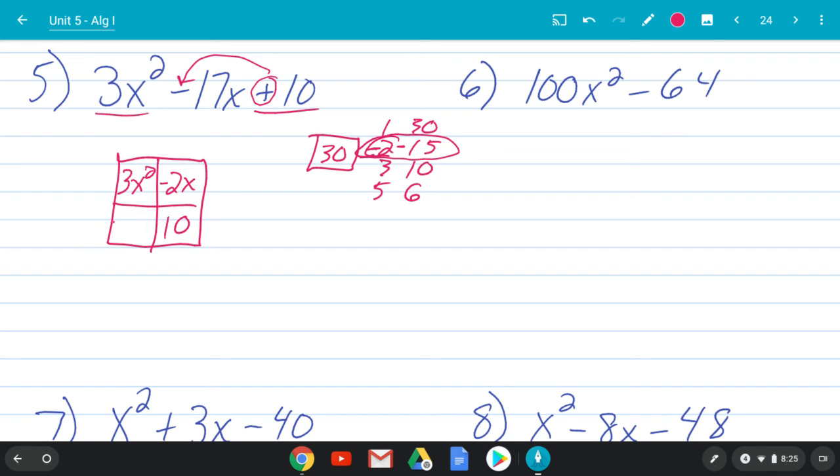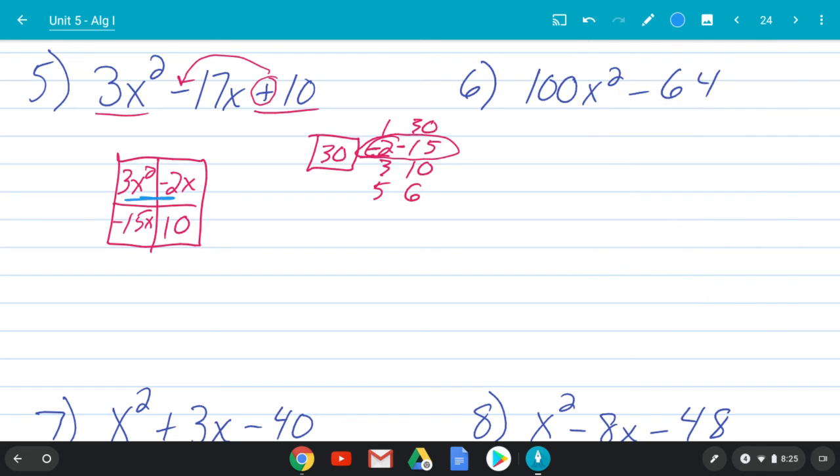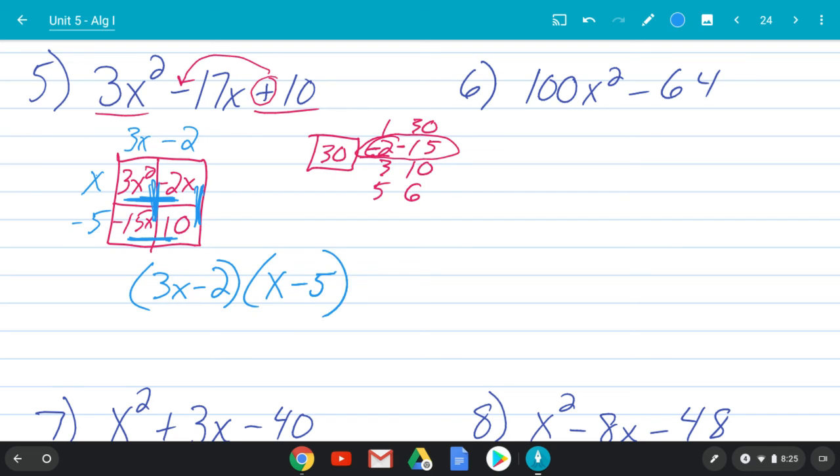So -2x, -15x. Now, I factor out. Greatest common factor, x. Greatest common factor, -5. Up and down, greatest common factor, 3x. Greatest common factor, -2. Solution then is 3x minus 2 times x minus 5. Questions?